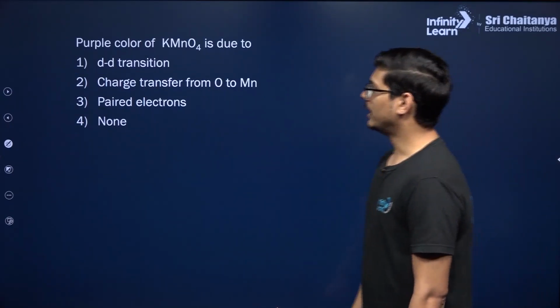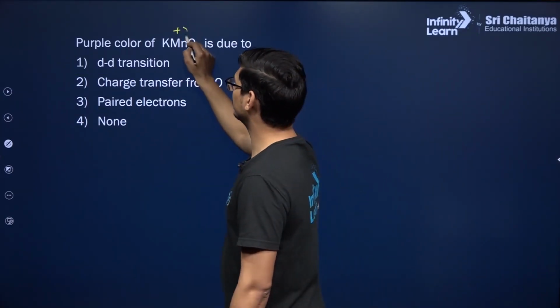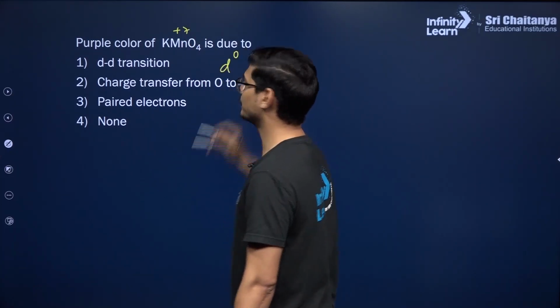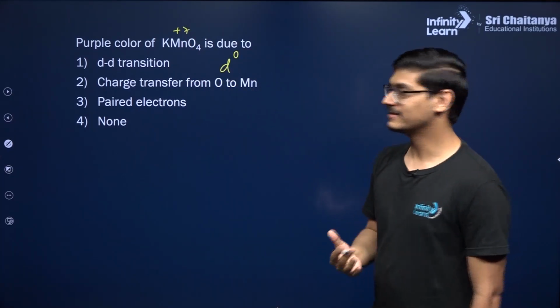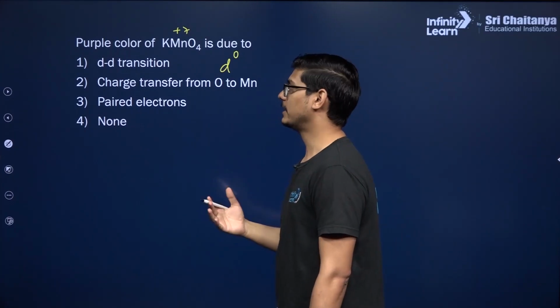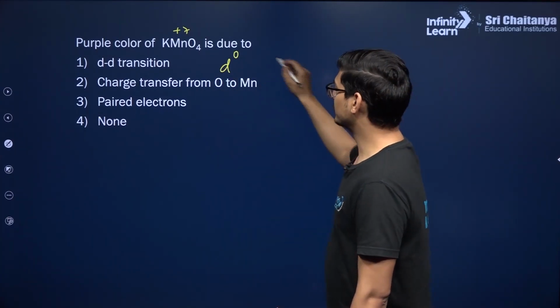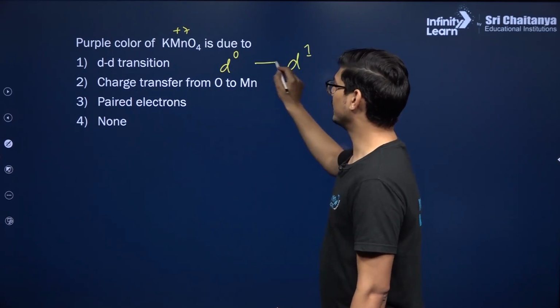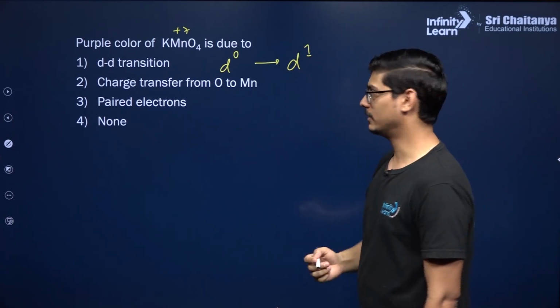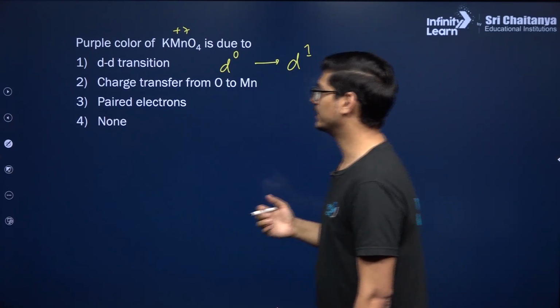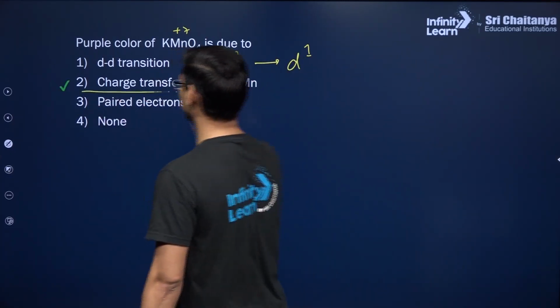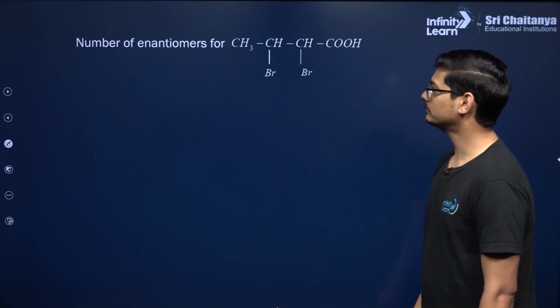Purple color of KMnO4, as you can see, manganese has +7 oxidation state, which means d0. So how does it exhibit such intense color? Because there is a momentary transfer of electron from oxygen to manganese, which transiently reduces manganese from d0 to d1, and hence now the d-d transition can occur, right, leading to the intense color. So this is the reason, right, charge transfer.